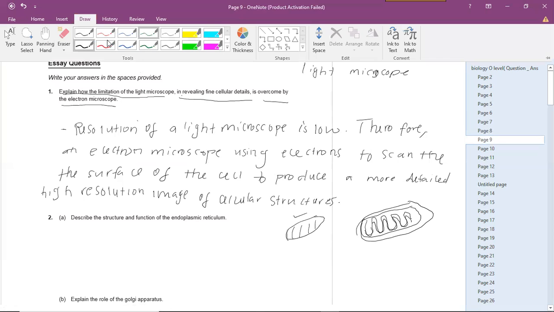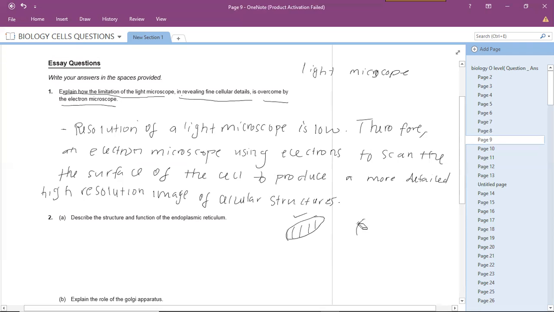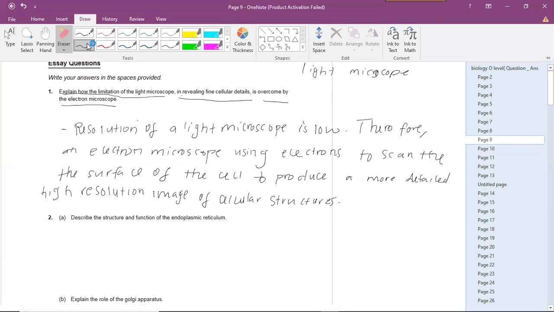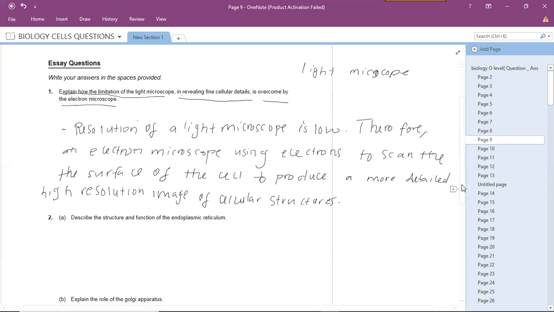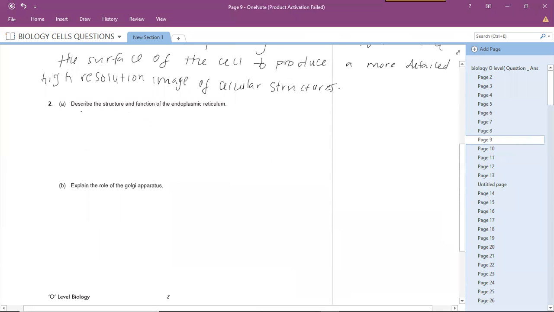So where are we? So we'll cancel this. Then the next question says, describe the structure and function of the endoplasmic reticulum. So describe the structure and function of the endoplasmic reticulum.